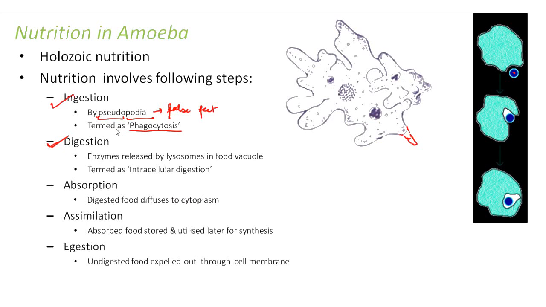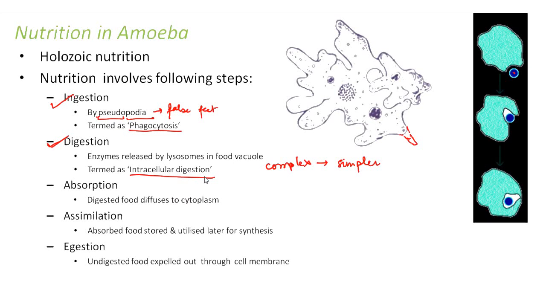Right? So the enzymes which are released by the lysosomes in the food vacuole will actually help in converting the complex food into simpler form. So where will this take place? This will take place inside the food vacuole, complex food into simpler form. So this is known as intracellular digestion. Why is this called intracellular? Because this process of digestion takes place within the cell. That is why it is called intracellular.